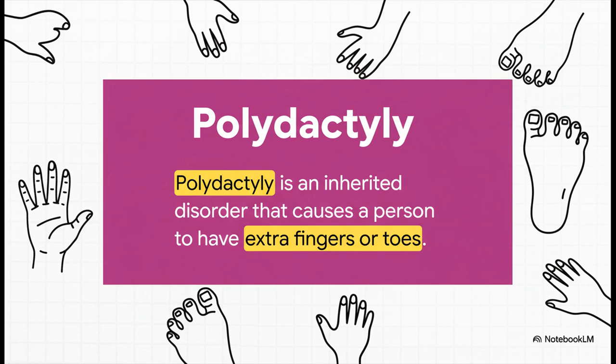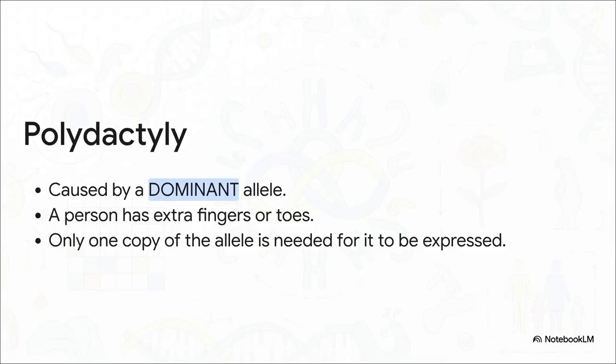It sounds complicated, but it's a condition where a person is born with extra fingers or toes. Now, the absolute key genetic point to remember here is that polydactyly is caused by a dominant allele. That means you only need to inherit one copy of that faulty allele from just one parent to have the condition. So if a parent has it, there's a 50% chance they'll pass it on to each of their children.